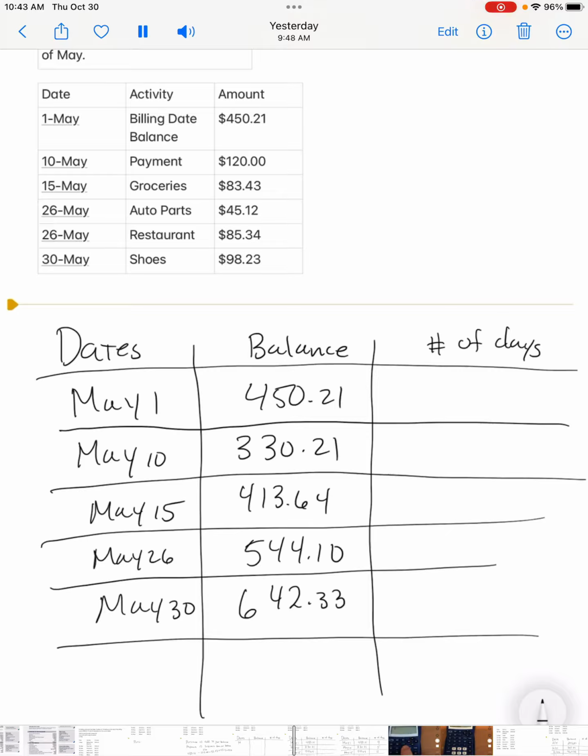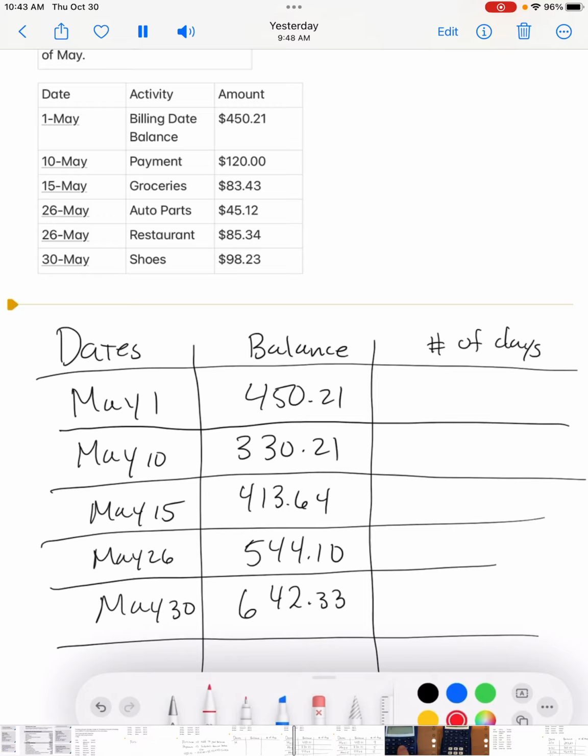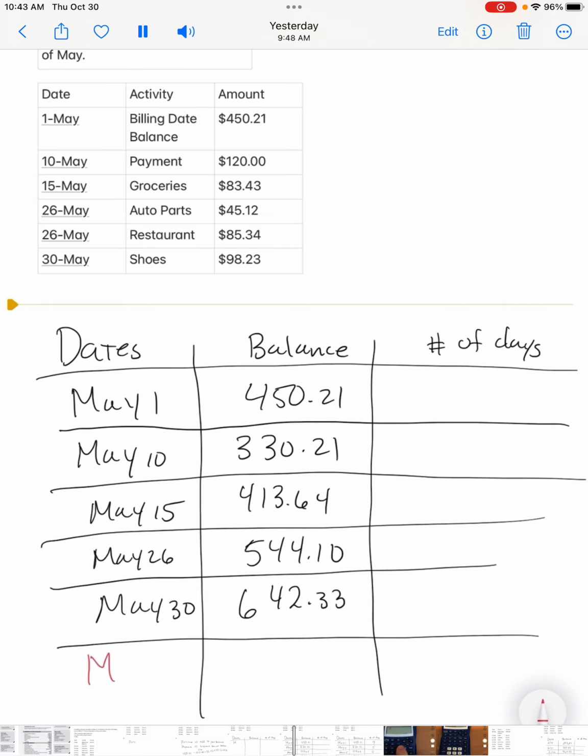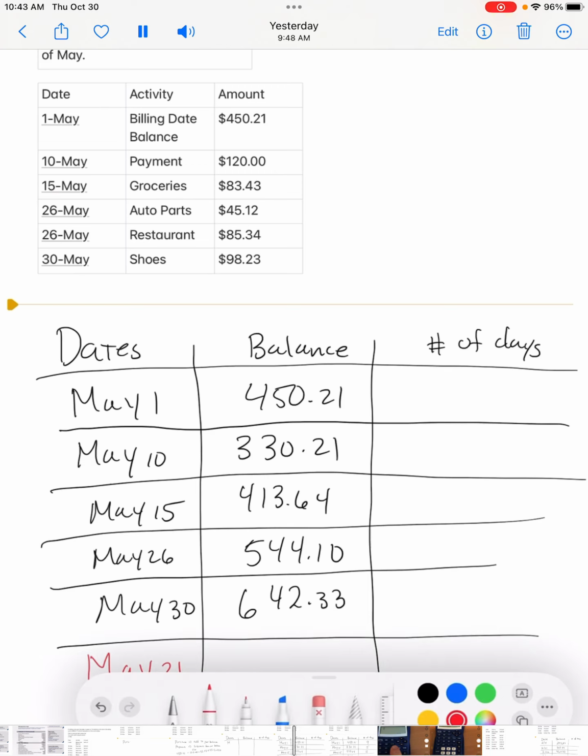Now there's one other date that you need to write. We go till the end of the billing cycle, and we need this date for perspective. So I'm going to put it in red. Nothing happened on that date, but I need to know how long it stayed at 642.33. Okay. Awesome. Now we're going to go count the number of days.